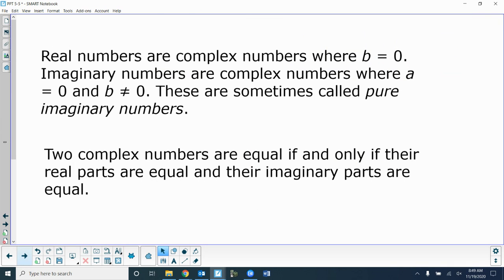Real numbers are complex numbers where b equals 0, so you don't have that i in there. 0 times i would be 0, right? Imaginary numbers are complex numbers where a equals 0 and b does not equal 0. These are sometimes called pure imaginary numbers. So 2 complex numbers are equal if and only if their real parts are equal and their imaginary parts are equal. That makes sense, right? Real parts equal, imaginary parts equal.